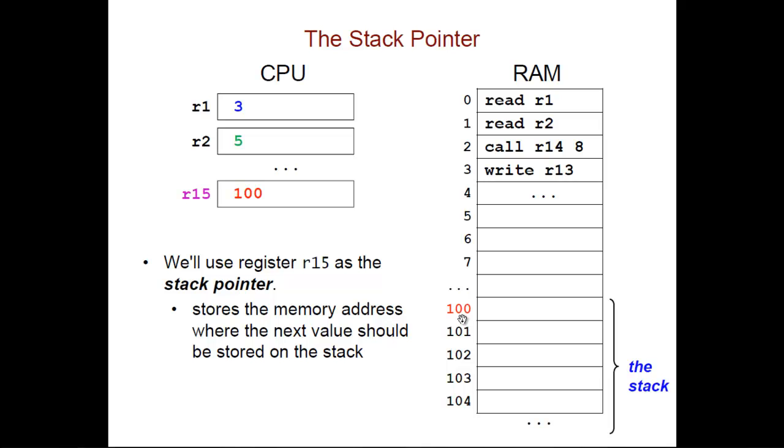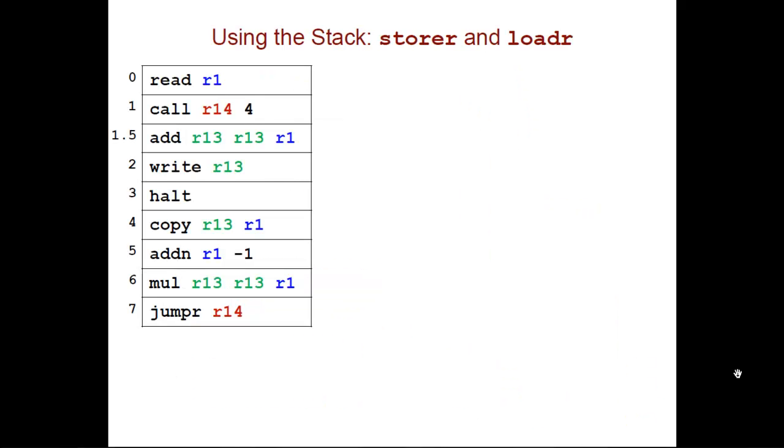And we're going to have to be careful to update the stack pointer either before or after each time that we store something in the stack or load it back from the stack. So for example, after storing the 3 in memory location 100, we're going to increase the stack pointer to be 101 so that the next value to be stored will go there.